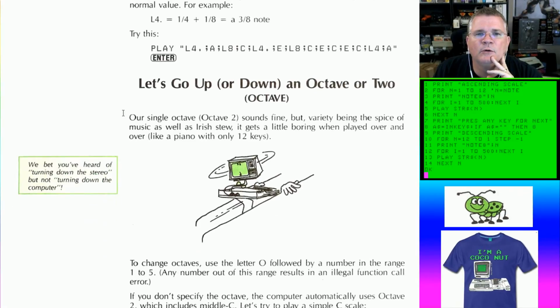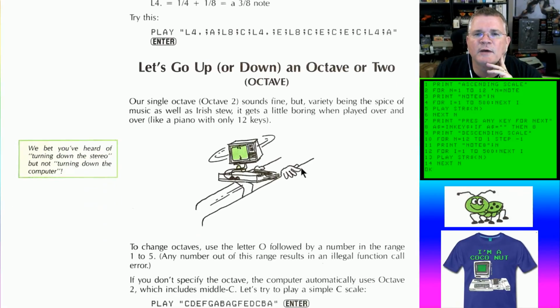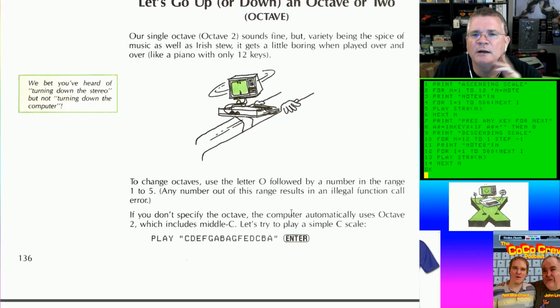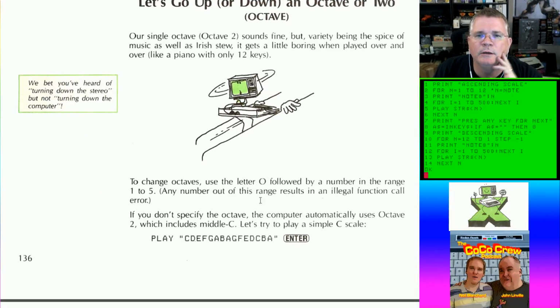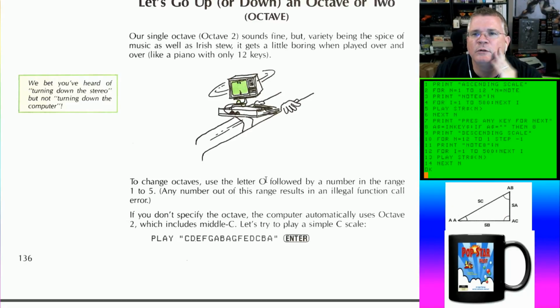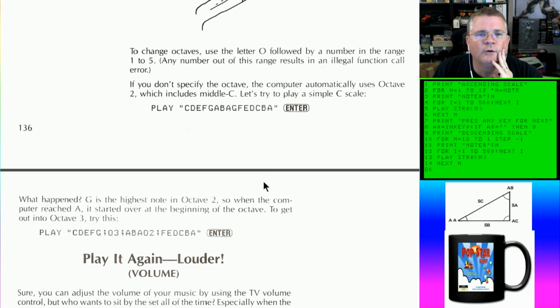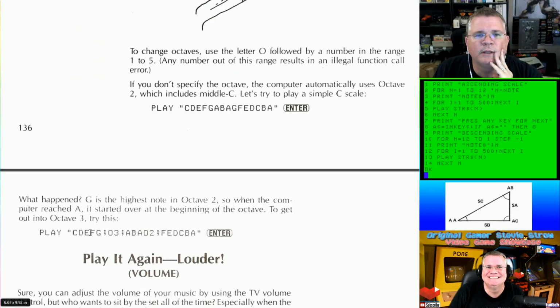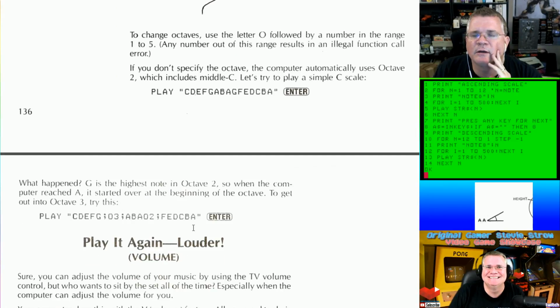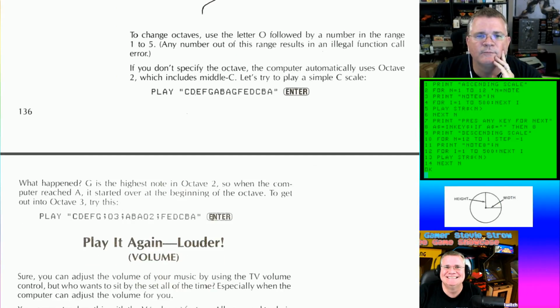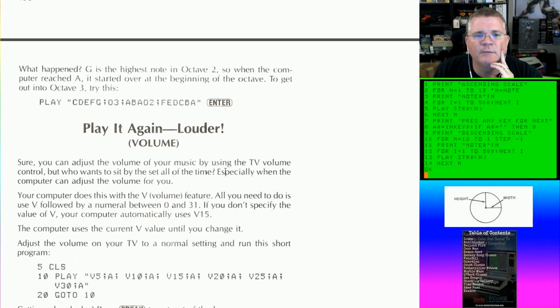And then it says, let's go up or down an octave or two, right? So single octave 2 sounds fine, but we can change the octaves and we can go higher and we can go lower by using the O command for octave. And again, there's a total of 5 octaves. So in the book, they will teach you how to play certain notes and how to change different octaves and go up different notes. And then it gets into the V command for volume.